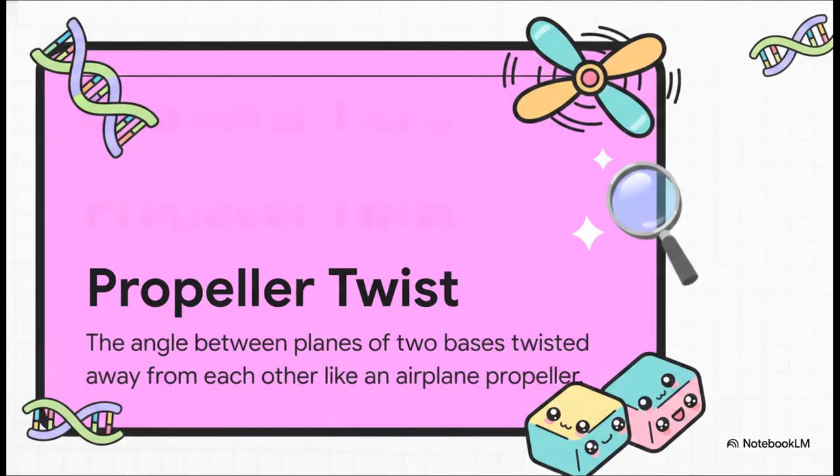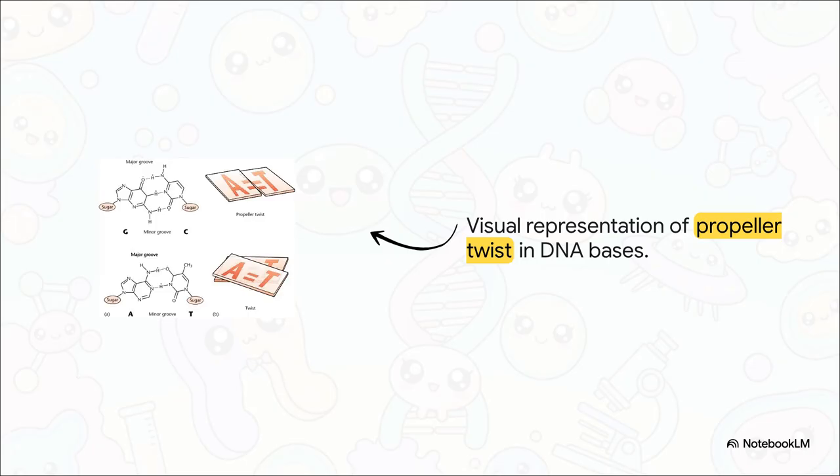To really grasp these physical quirks, we have to talk about something called the propeller twist. See, even when DNA forms those classic base pairs, the bases don't just sit perfectly flat against each other like rungs on a wooden ladder. Instead, they actually form an angle. Those paired bases twist away from each other, and it looks exactly like the blades of an airplane propeller.